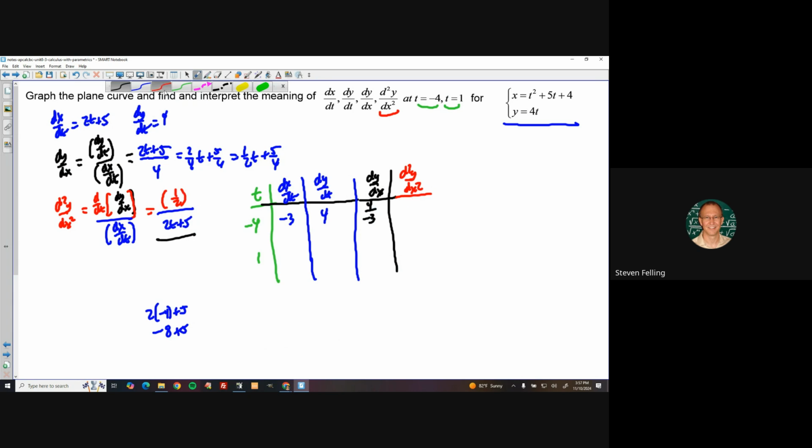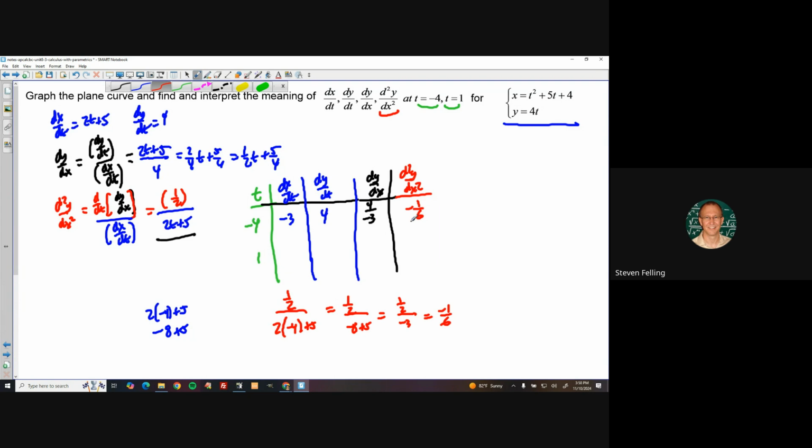Right, so what is this value here? It's 1/2 divided by 2 times the t, which is -4 plus 5. That's going to be 1/2 over -8 plus 5. That's going to be 1/2 over -3, or -1/6. Okay, so this is how you would evaluate all these values. Is that the right value here? Yeah, well, I didn't introduce an error there.